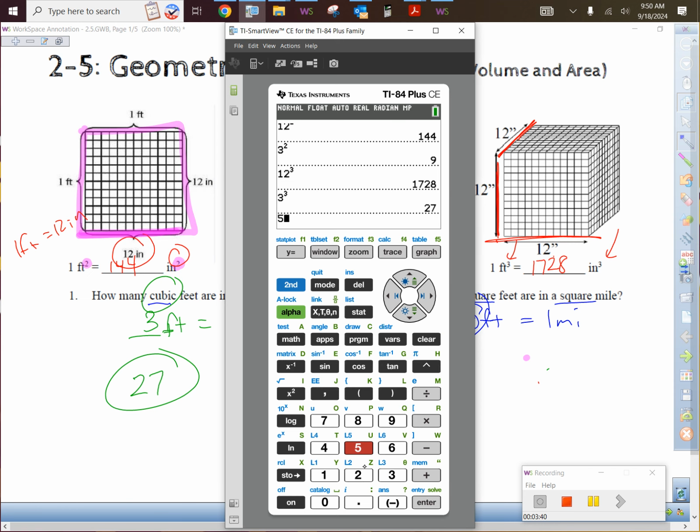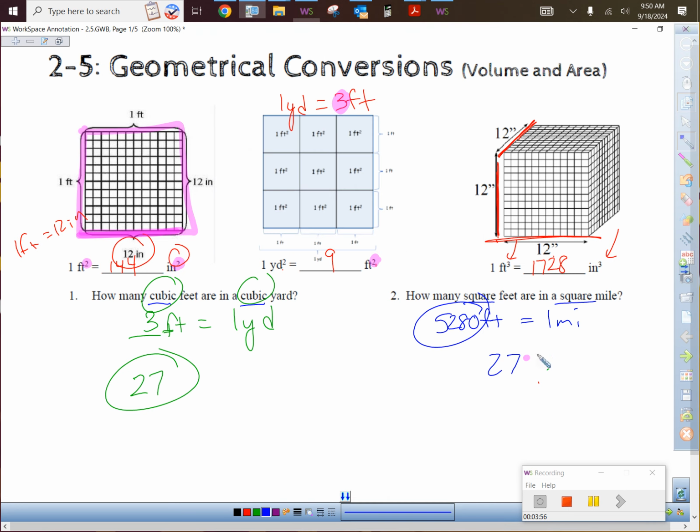That's going to be a big one. 5,280 to the second, or squared, however you end up doing it, but that's a big number. I'm going to write that whole thing down and then go back and put commas. So 27878400.